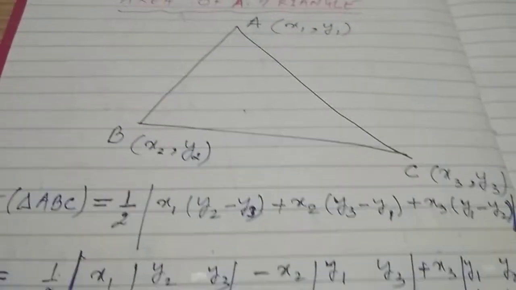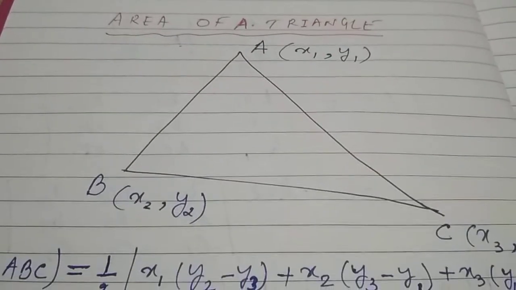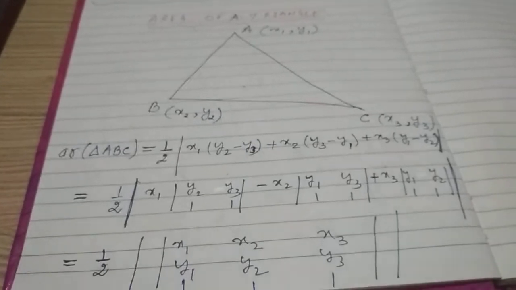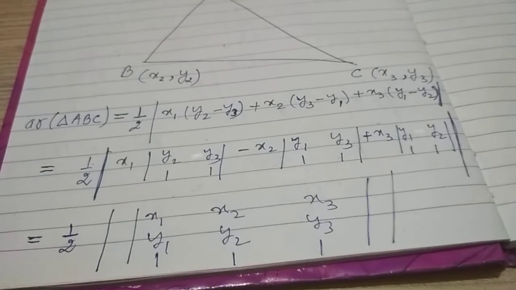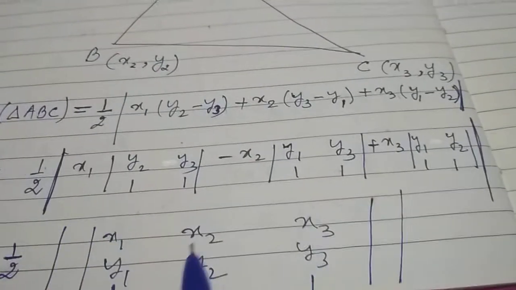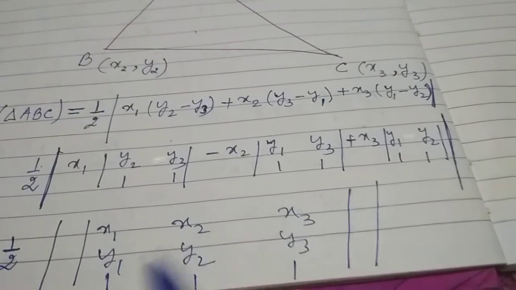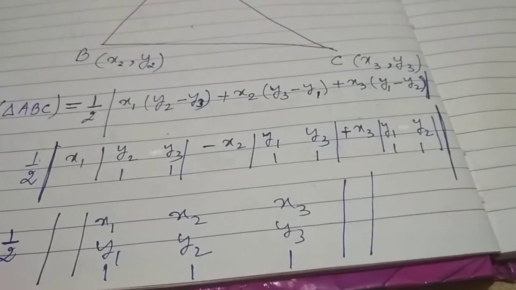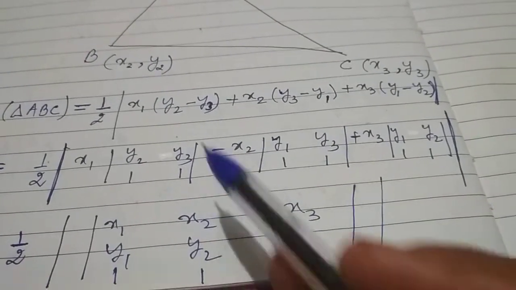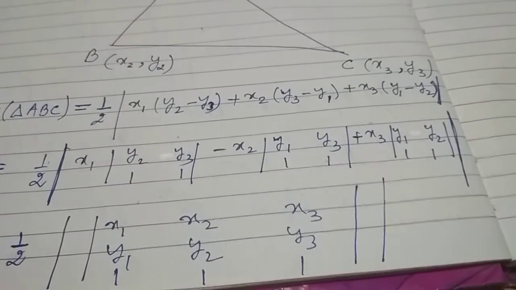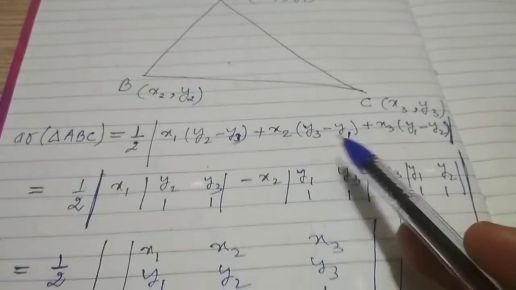We'll also solve different problems, and this is how we see that area of triangle ABC is half times modulus of the determinant x1 x2 x3, y1 y2 y3, 1 1 1. You can also use the transpose of this. If you interchange rows and columns, you may get x1 y1 1, x2 y2 1, x3 y3 1, with x and y in the first 2 columns and 1 1 1 in the third column. In any way you can write it. So, area of triangle in terms of determinants.